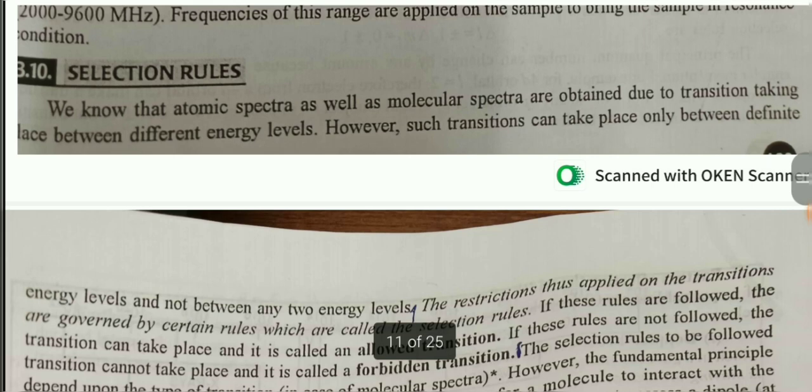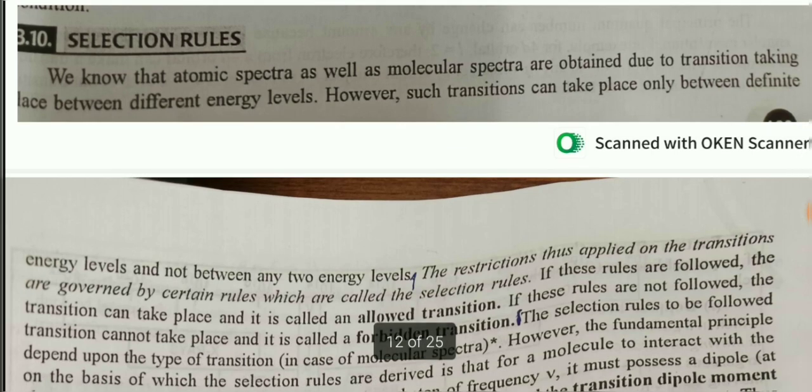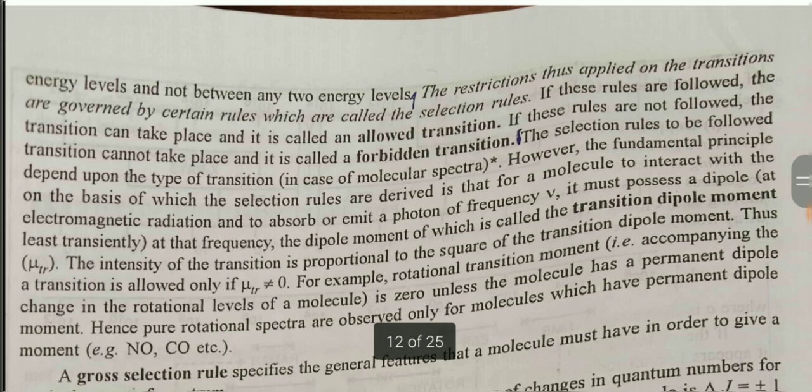Heading 3.10, Selection Rules. We know that atomic spectra as well as molecular spectra are obtained due to transitions taking place between different energy levels. However, such transitions can take place only between definite energy levels and not between any two energy levels. The restrictions thus applied on the transitions are governed by certain rules which are called the selection rules. If these rules are followed, the transition can take place and it is called an allowed transition. If these rules are not followed, the transition cannot take place and it is called a forbidden transition. The selection rules to be followed depend upon the type of transition.